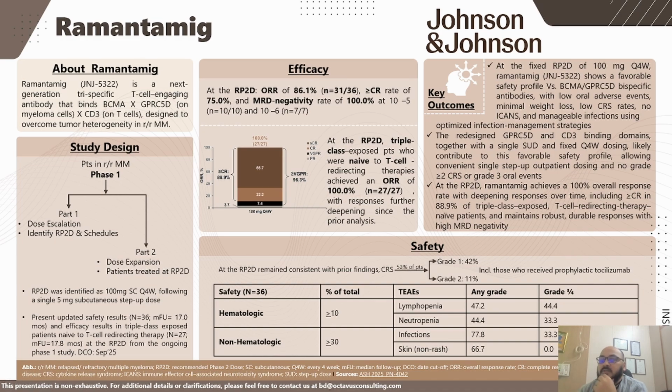Another very important point, the RP2D was defined in the study. So that is now defined as 100 mg, and it is once in 4 weeks, basically, subcutaneous 100 mg. Oh, sorry, once in 4 weeks, which is once a month basically, following a single 5 mg subcutaneous step-up dose, right? So it seems to be very potent, and shows a good safety analysis, right?